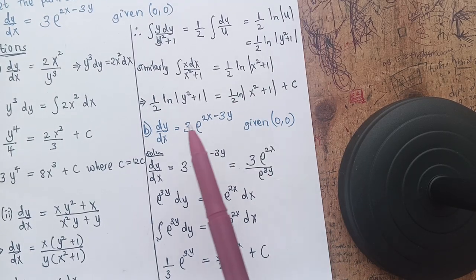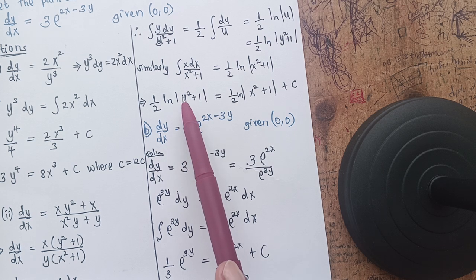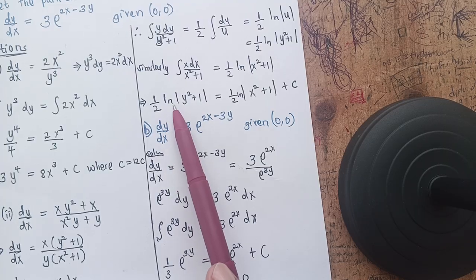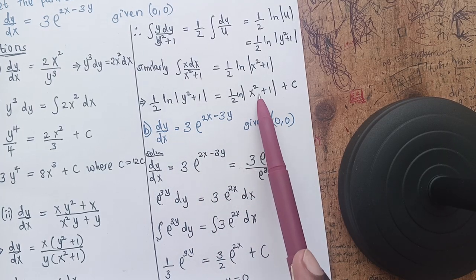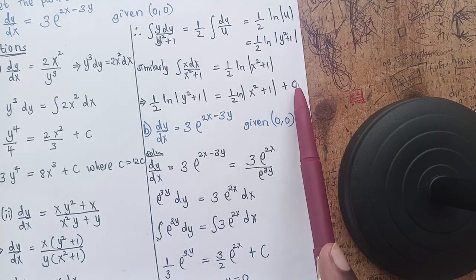So we have already found the integration. After finding the integration, it's going to be a half ln y squared plus 1, which is the same as a half ln x squared plus 1 plus c.